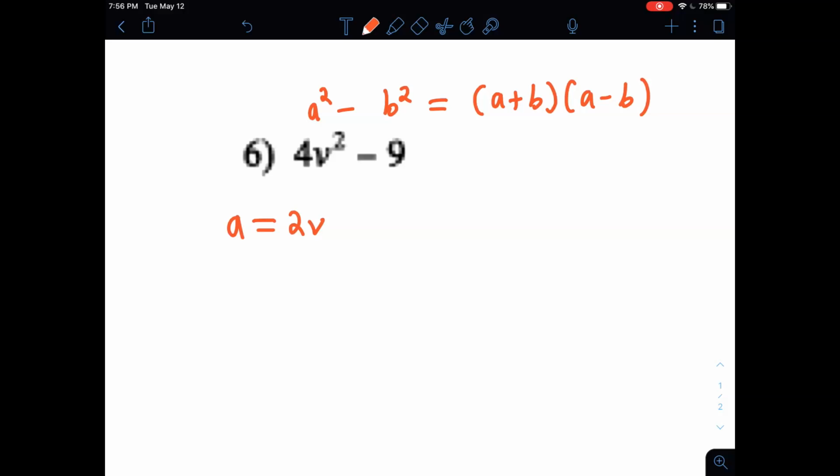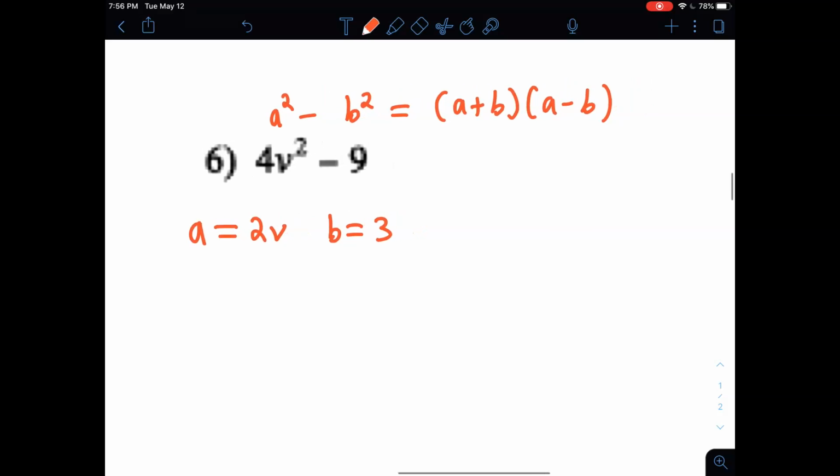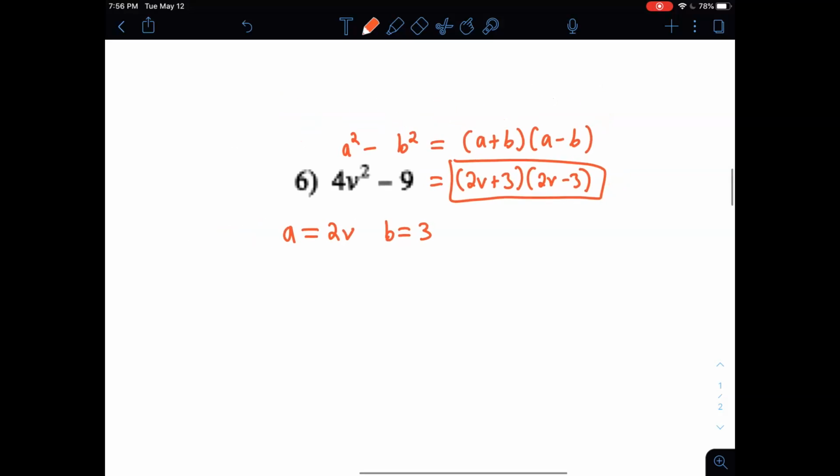And then we have to write b underneath here like this. This might be a better way to do this. And then if b squared is 9, what's the square root of 9 going to be? That's going to be our b, which is 3. So our final answer is this is going to factor to 2v plus 3 and 2v minus 3. And if you were to FOIL that out, you get back to this original problem over here.